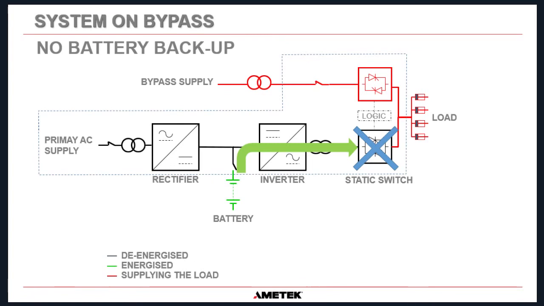Okay? So in this picture here, look at the red. Bypass supply is going through the transformer, through the static switch on the bypass supply, and out to the load circuits. You can see here I've put an X on the inverter static switch. That is off because the inverter is off. Look where the battery is. There is no way the battery can supply power through the inverter out through the static switch when you have transferred the system to bypass. It's impossible. So you do not have battery backup when you are in bypass.